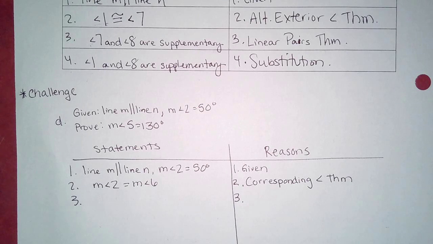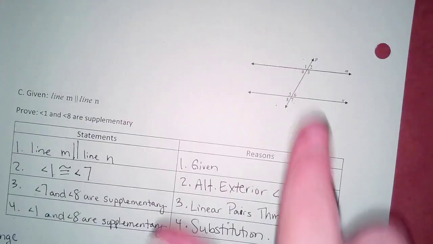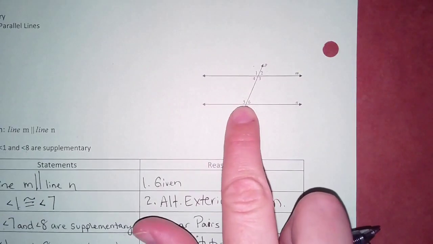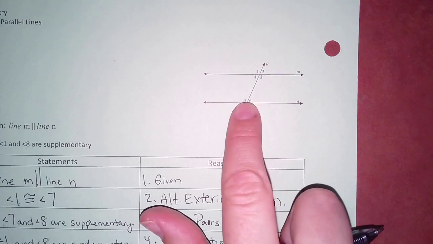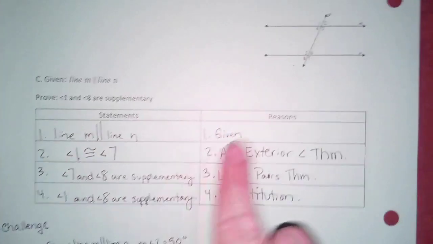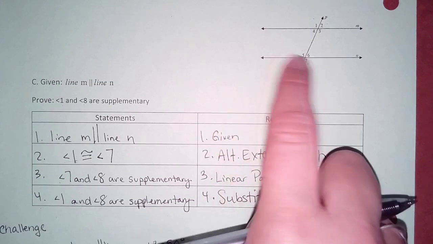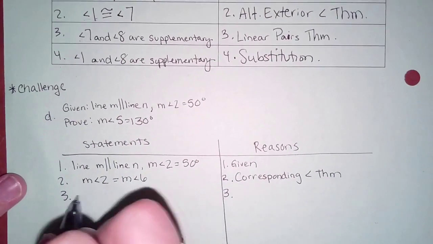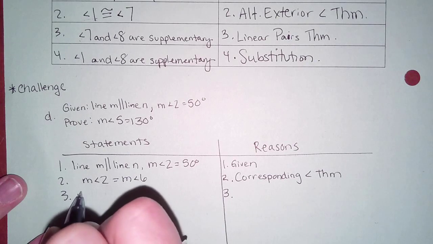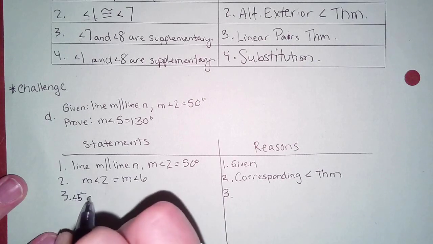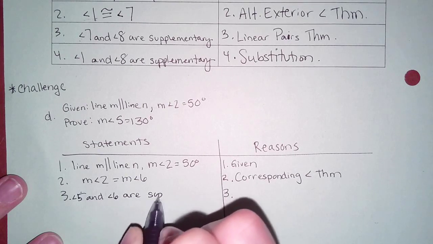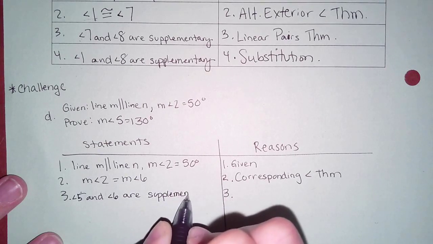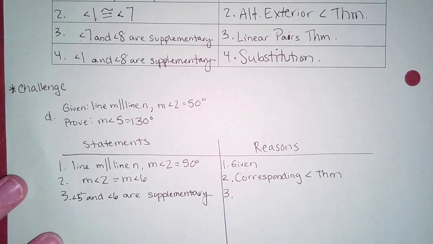So now I have 6. I can try to get from 5 to 6. So 6 and 5 here, they're supplementary because they're right next to each other. So I'm going to go ahead and kind of like I did here, I'm going to say that angle 5 and angle 6 are supplementary. How do I know that? Because they're linear pairs.